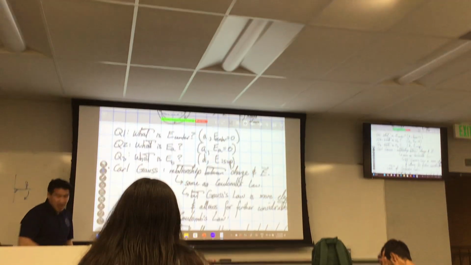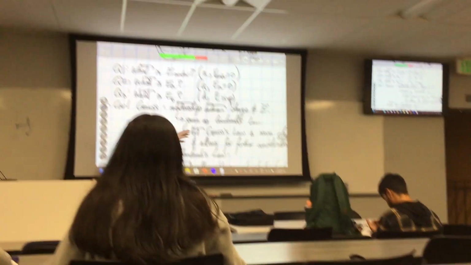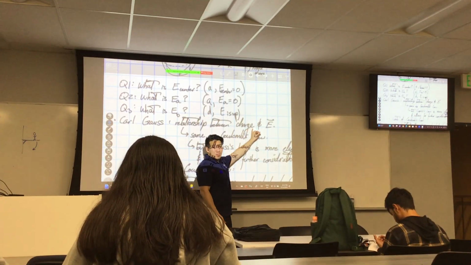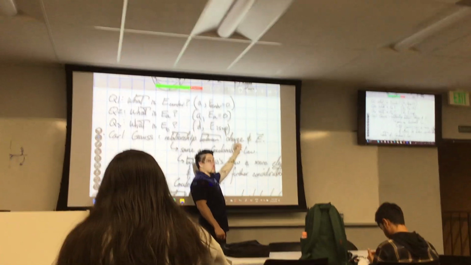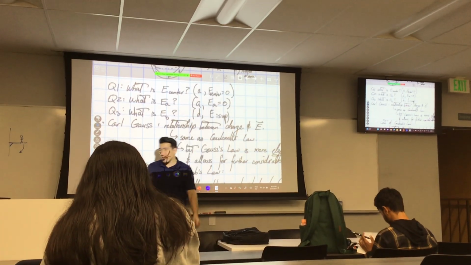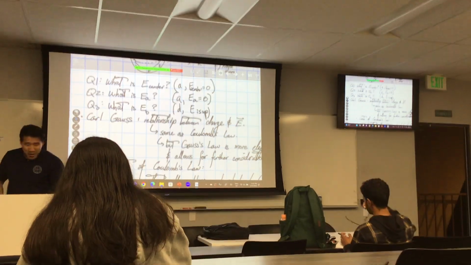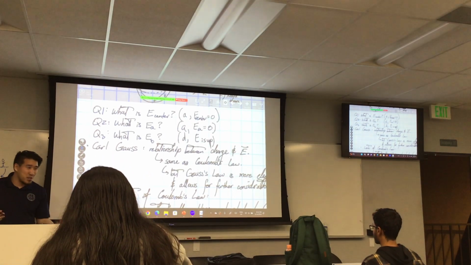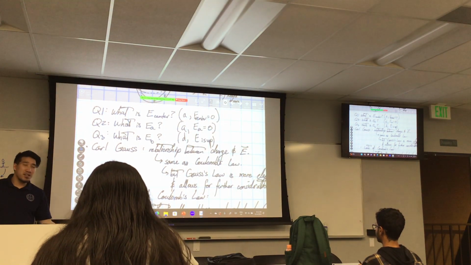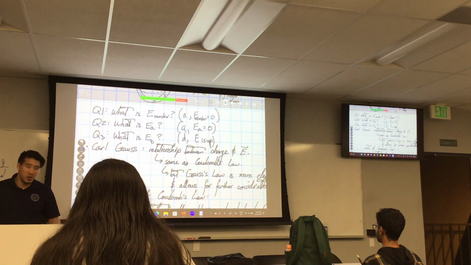What we need to recognize is that Gauss's law does not provide for us any sort of new relationship. Because what Gauss's law provides is essentially the same thing that Coulomb's law provides for us, which is the relationship between charge and the electric field. Now, the reason why we teach both is that there are some strengths and weaknesses to both methods.